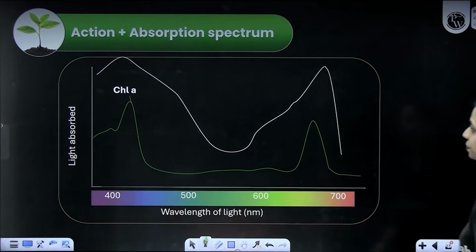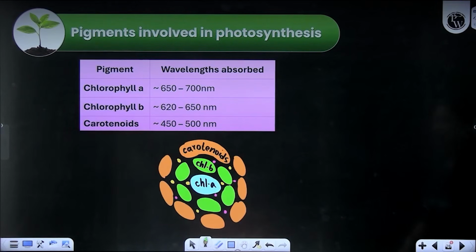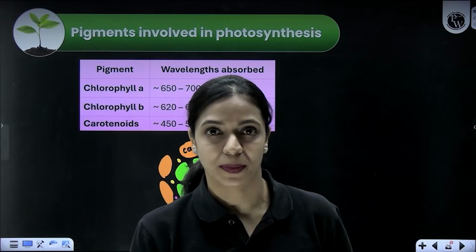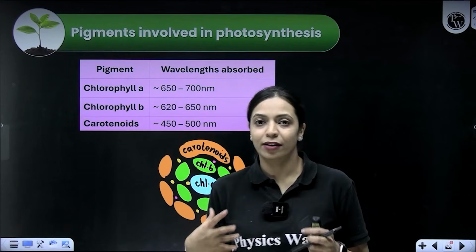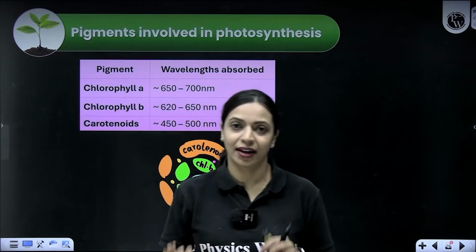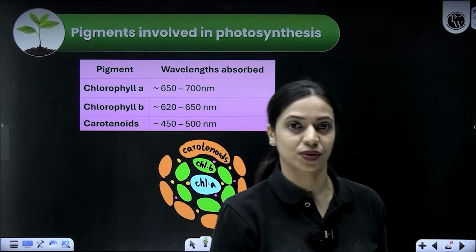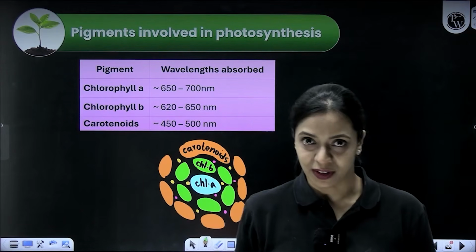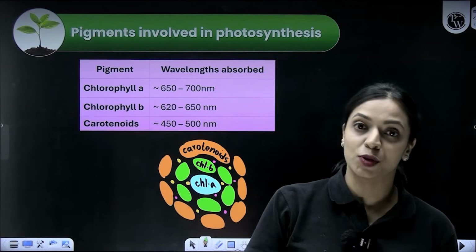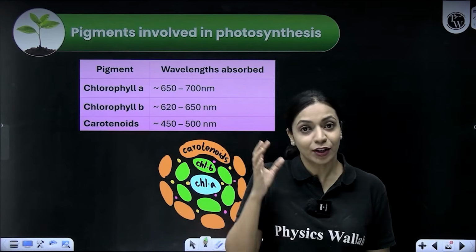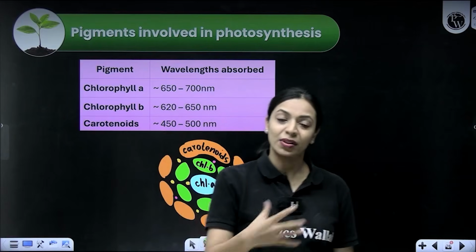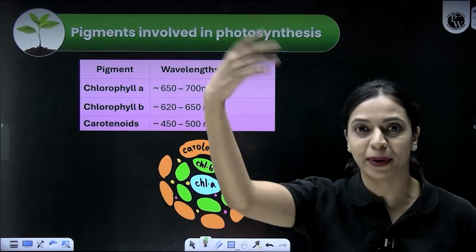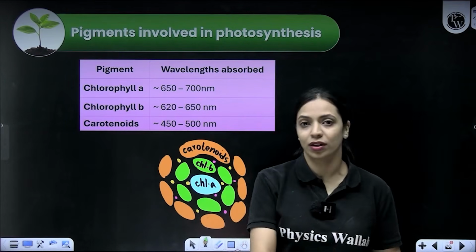Okay, now why are so many pigments required? Why can't chlorophyll A alone do the job? See, the whole idea behind photosynthesis is to trap the energy present in sunlight and perform photosynthesis and produce glucose, right? If chlorophyll A alone is present, every pigment cannot absorb every wavelength. Every pigment can absorb only specific wavelengths of light. Like that, different pigments can absorb different wavelengths of light. Now you might ask me, what is the point of carotenes absorbing a certain wavelength of light if they are not directly involved in photosynthesis?